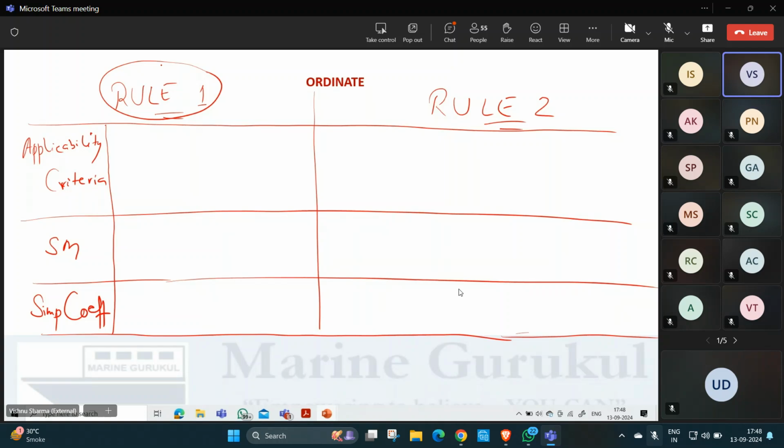Thereafter, that means if it is more than 3, total number of ordinates is odd. Then rule 1 is applicable. What are the Simpson's multipliers for rule 1? When you have minimum ordinates, the multipliers are 1, 4, 1.